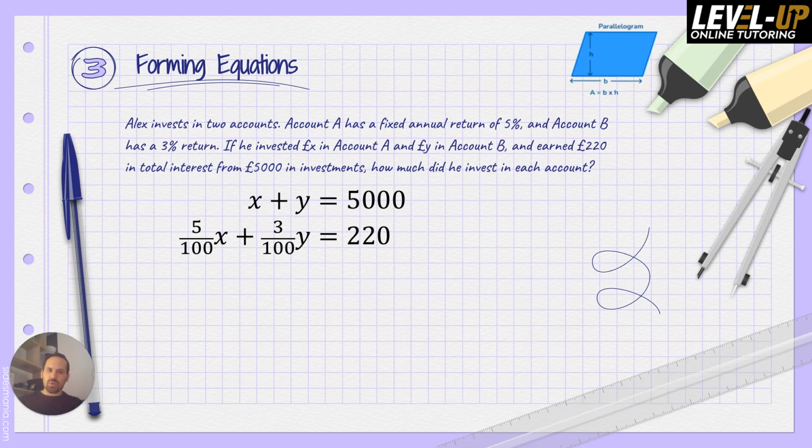Those percentages we might want to put as a fraction, 5 out of 100, 3 out of 100. And so we've got a second equation here, which we can then clean up a little bit because those fractions aren't very nice to have. So if we multiply everything through by 100, we'll get 5x plus 3y is equal to 220 times 100, which is 22,000. Okay, so you see there, we've used all the information that was given to us in the question. There's nothing else really we can take into account.